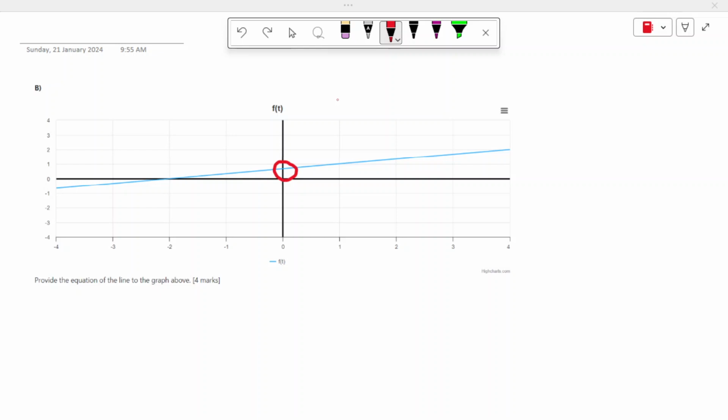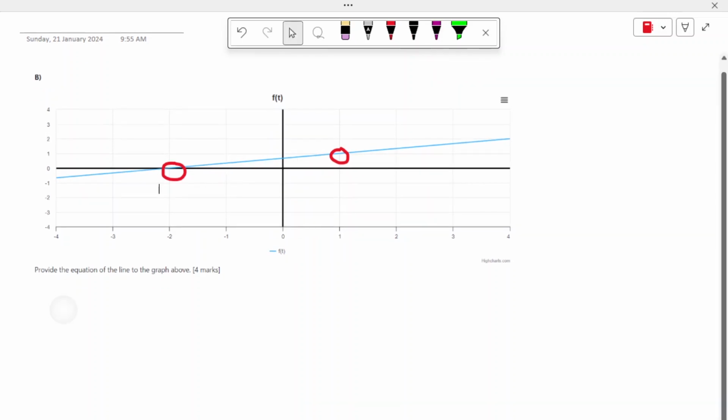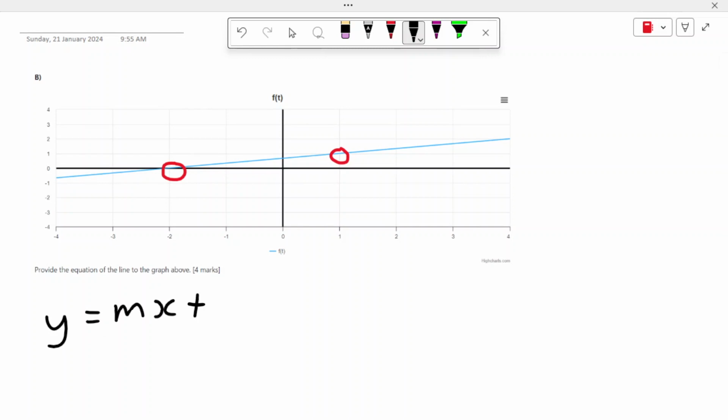All right. So what we can do instead is have a look at which points have nice whole values. One that does, not a point that has a nice whole value, but we have this point here and this point here. Okay? So by looking at it, remembering our equation, y is equal to mx plus c, where m is equal to our rise over our run.